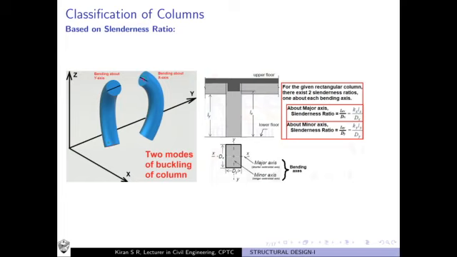Let's look at this figure. The buckling of the column has occurred with respect to the x-axis. It is with respect to the x-axis that this column has buckled. But what about this column, the second one? This second column has buckled with respect to the y-axis.